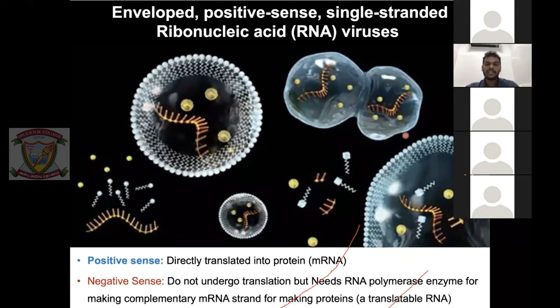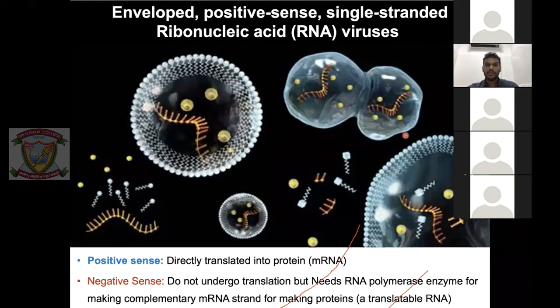So positive sense RNA is directly translated into protein. So they are already mRNA. You don't need to do any processing. And there are viruses, for example, Ebola virus or Marburg virus. They are called negative sense viruses because they come with an RNA only, but that is pre-mRNA. So that needs to be processed. So here, the processing is that they are complementary RNA.